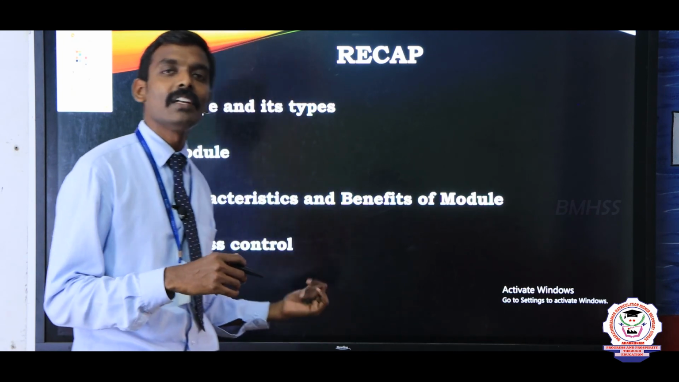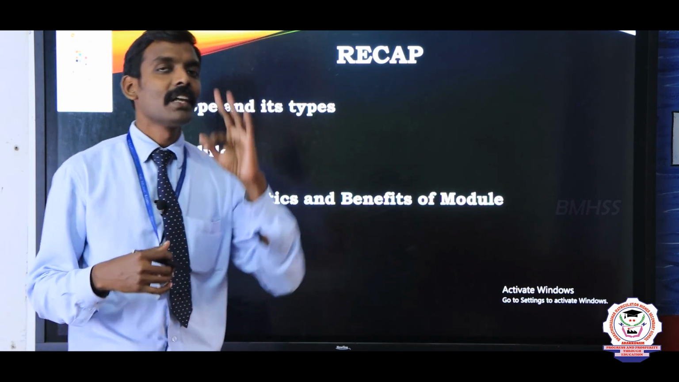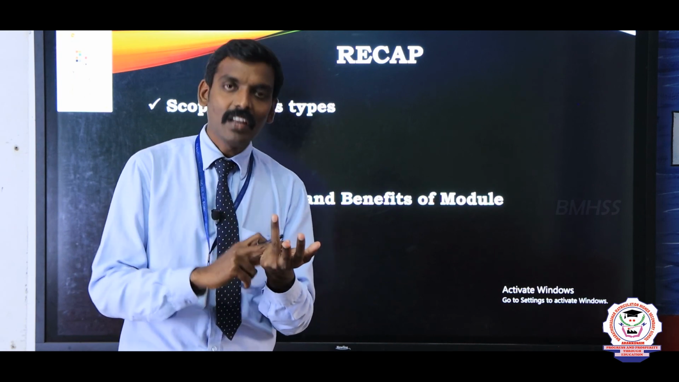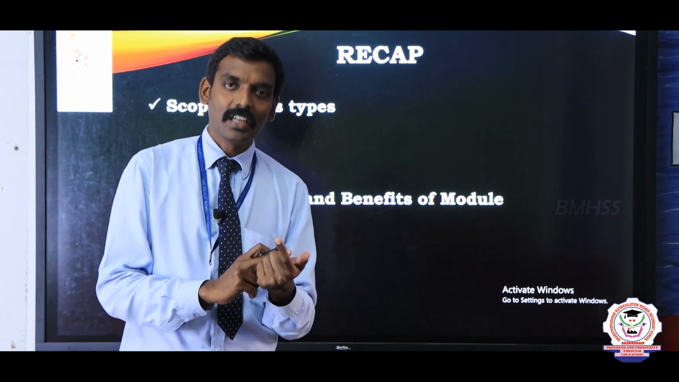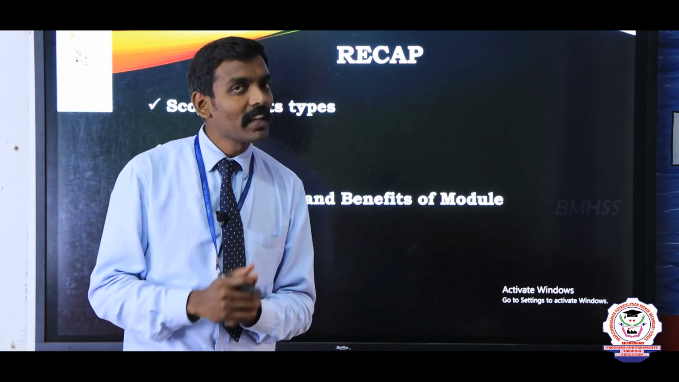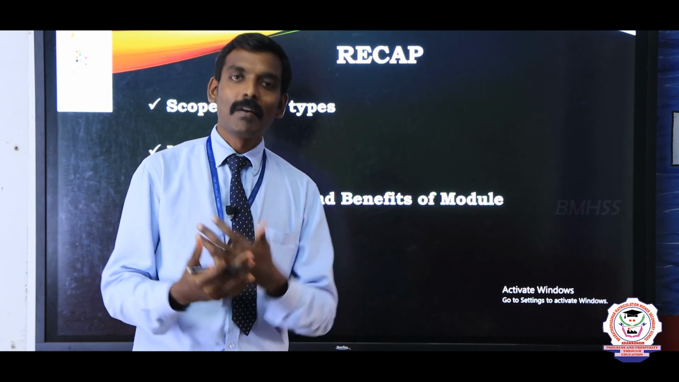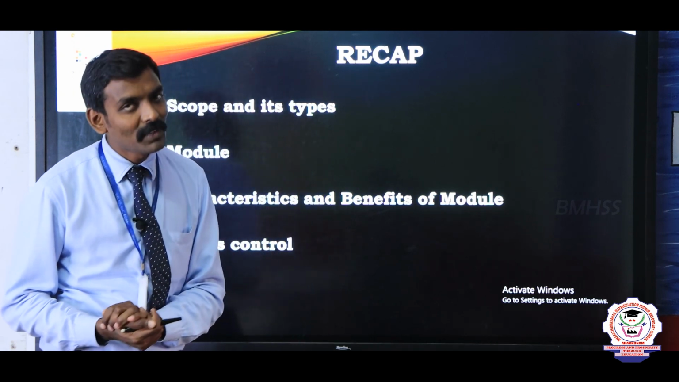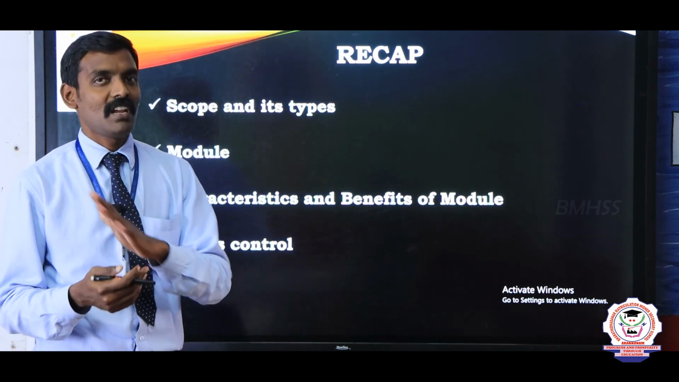And then next one is access control. We have three types of access control: private, public and protected. In Python, which is the default access control? That is public. But in C++, private is the default access specifier.